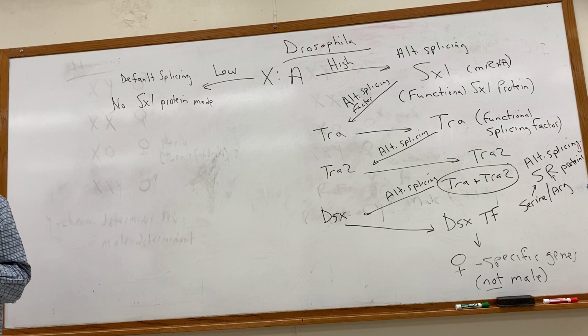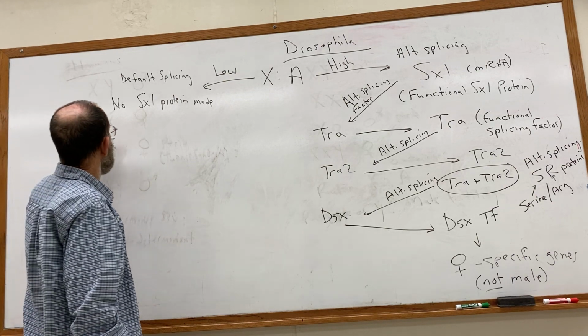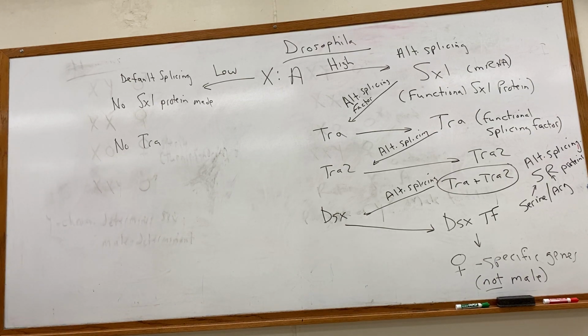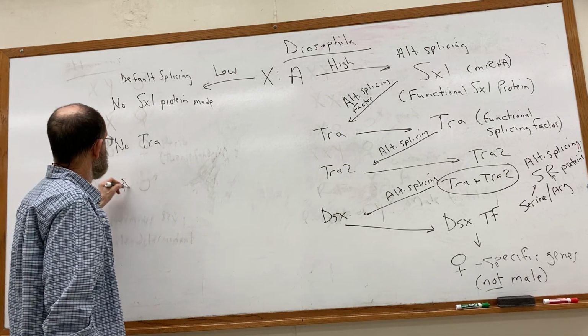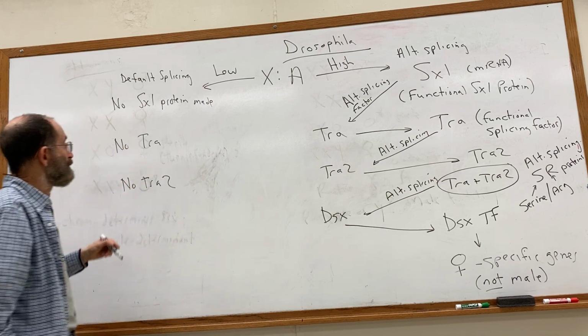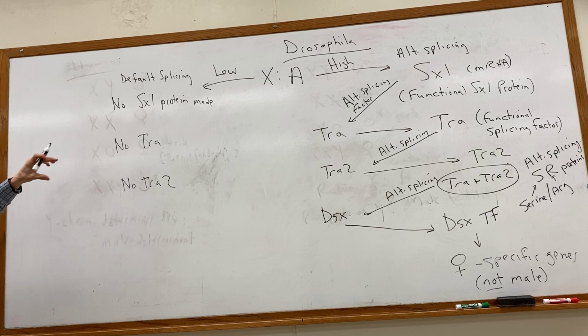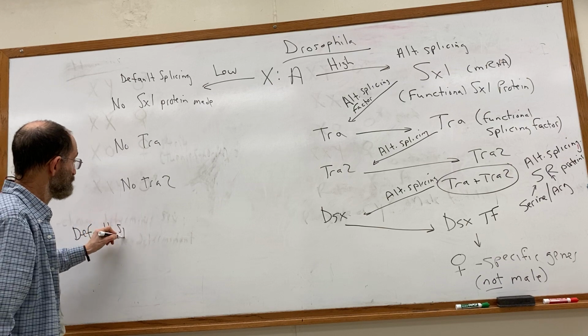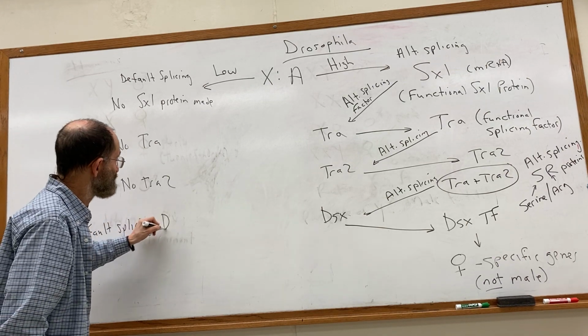And if you get no SXL made, then what else are you not going to have? Eventually, DSX. Right, so you've already cut to the chase, but as we do it step by step, because you have no SXL, you get no TRA. That's right, so then there's no TRA, because we didn't alternatively splice that. Because there's no TRA, then we don't get TRA2. That's right, so then you get no TRA2. And without TRA and TRA2 to give you that splicing factor, you get the default splicing of DSX.